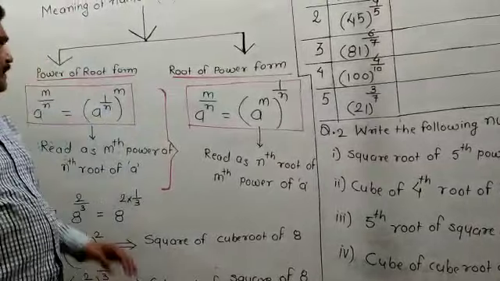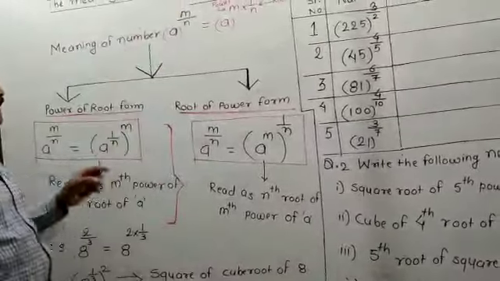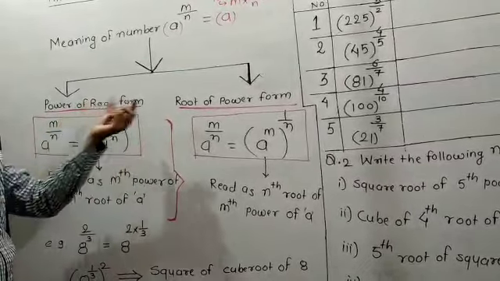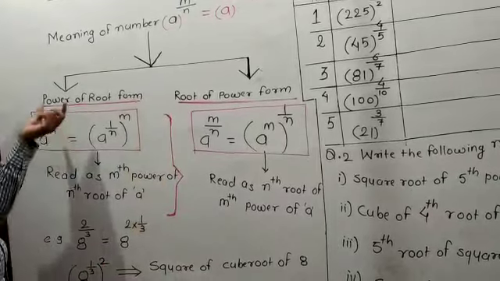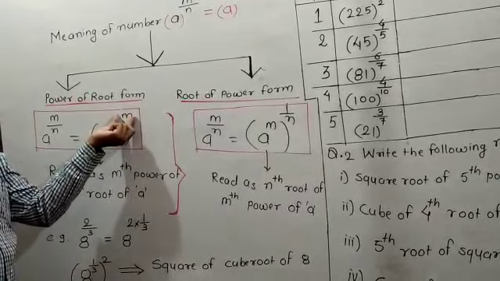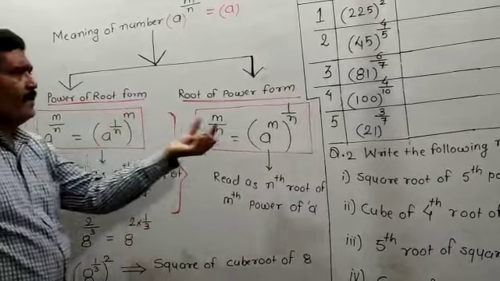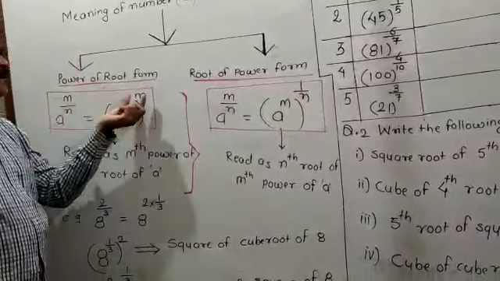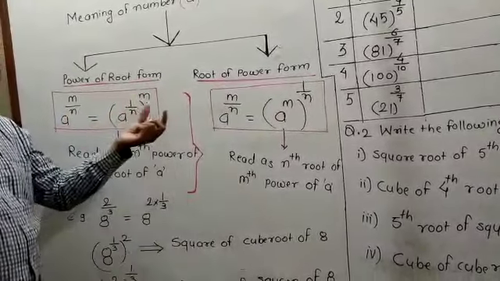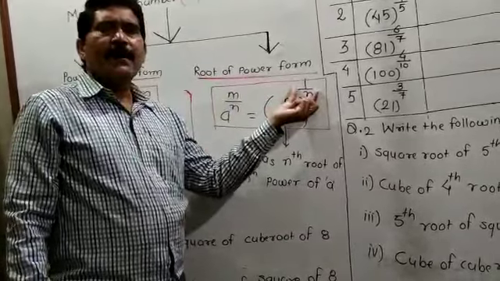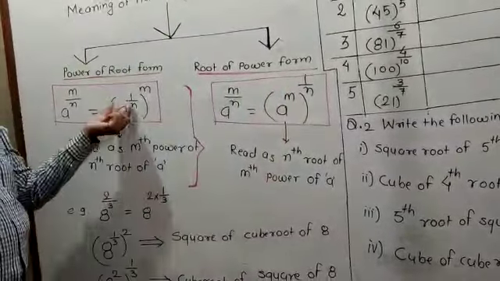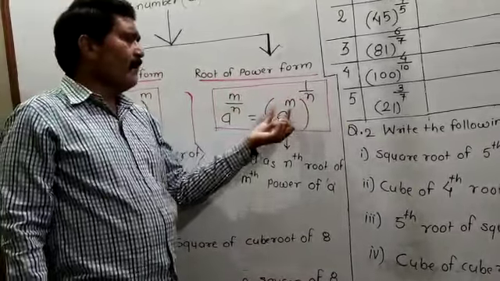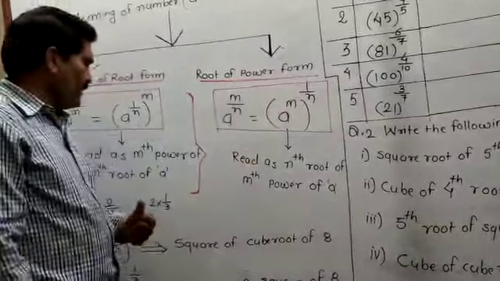Very simple. This a raised to m upon n, you will write in two forms. One is the power of root and second one is the root of power. Power of root, power is outside and root is inside. Root of power, root is outside and power is inside. How you have to read this? M power of nth root of a. How you have to read this? Nth root of m power of a. In this way you have to read these things.